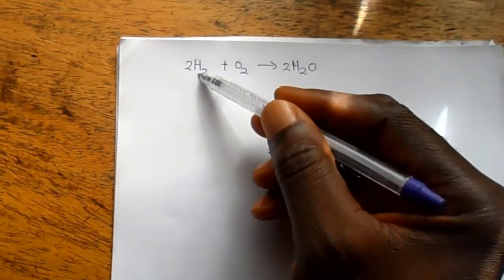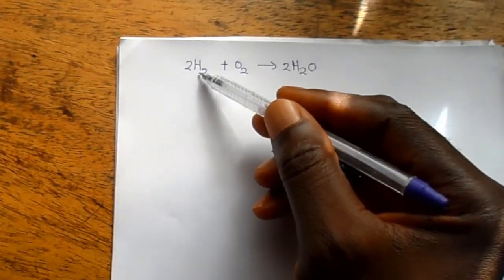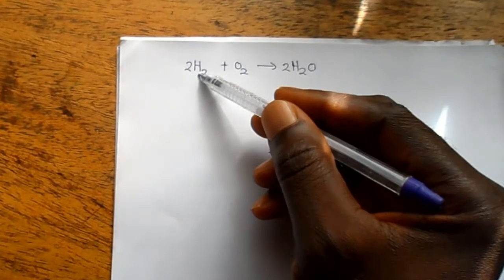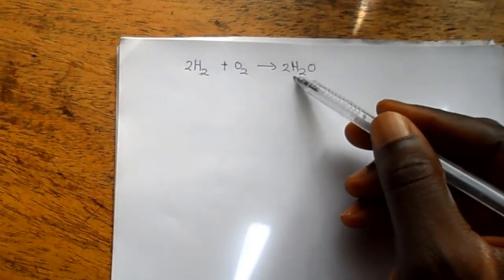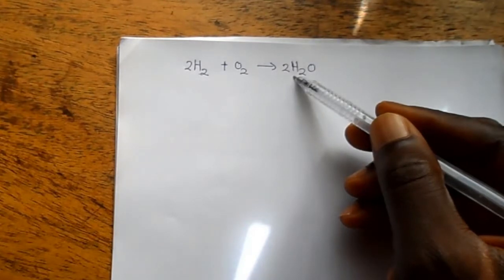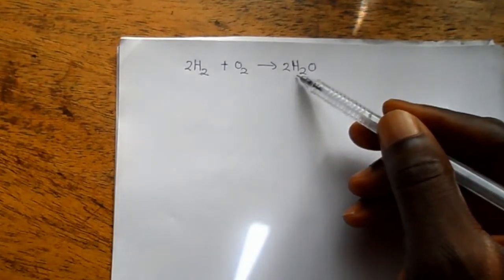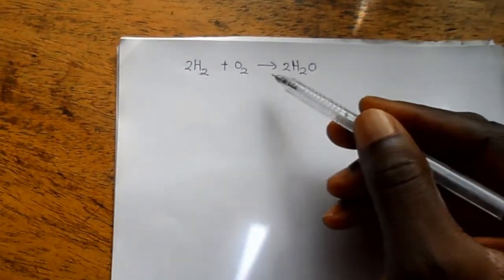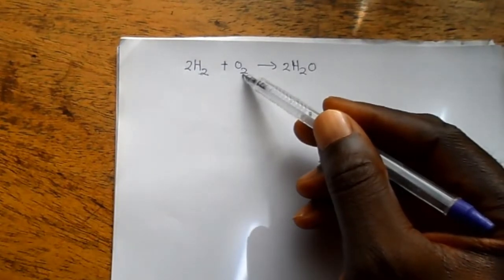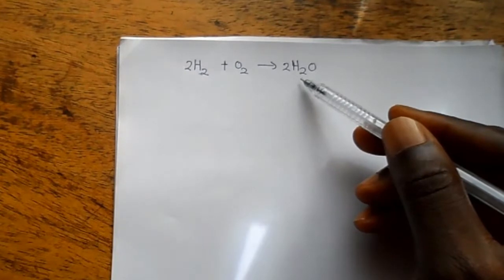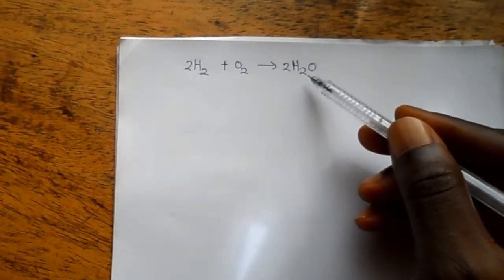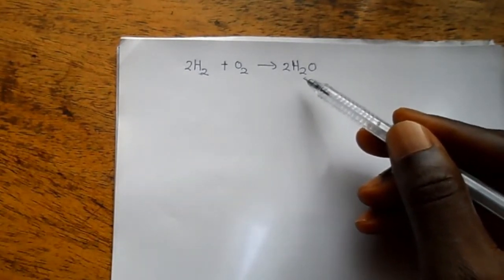Alright, let's see if the equation is balanced. Here you have 4 atoms of hydrogen on the left hand side, and also 4 atoms of hydrogen on the right hand side. Now let's see oxygen. On the left hand side you have 2 atoms, and on the right hand side you have 2 atoms. It means that the equation is balanced.